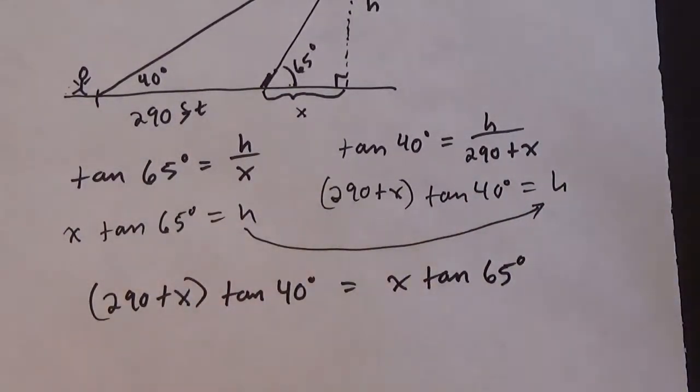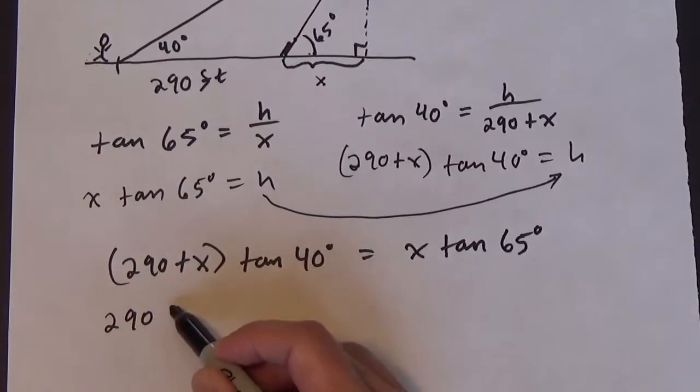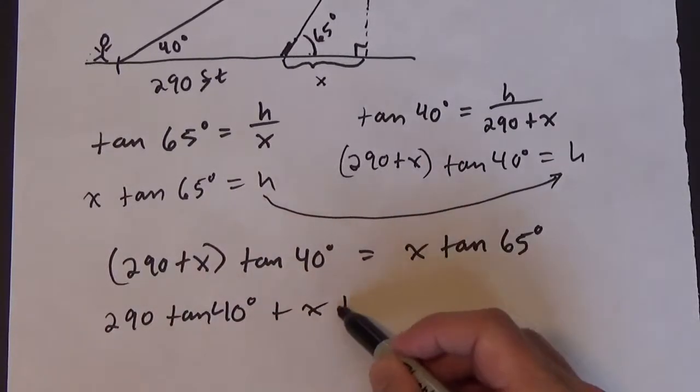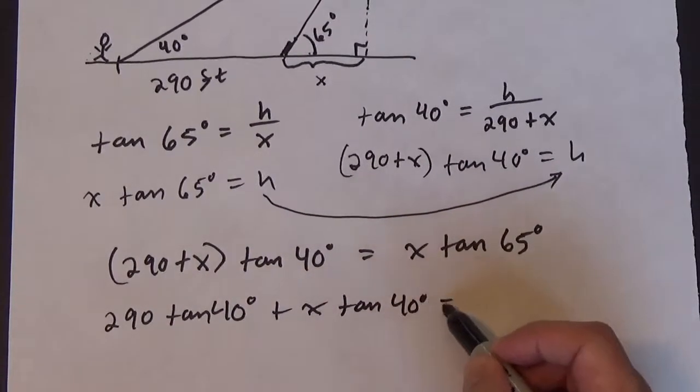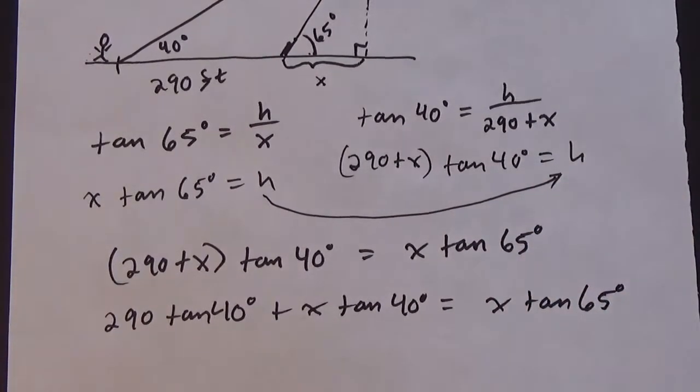All right, now we have one equation, one unknown, so we can solve for x. We first have to isolate x, so I'm going to distribute that tangent. So we have 290 times the tangent of 40 degrees plus x times the tangent of 40 degrees equals x times the tangent of 65 degrees.